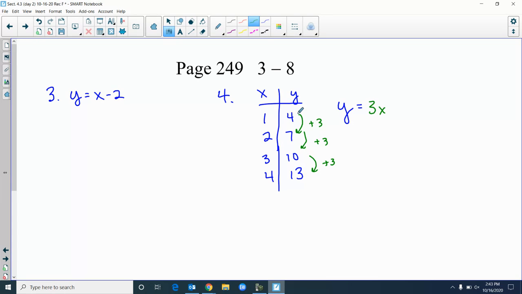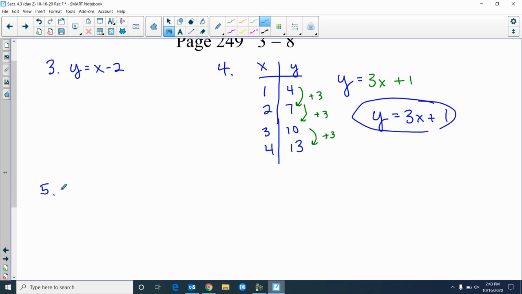Well, that doesn't work exactly because if you take 1 and plug it in for x, 3 times 1 is 3 and not 4. 3 times 2 is 6 and not 7. So to get the number we need to add 1. So our final answer will be y equals 3x plus 1 for that one.